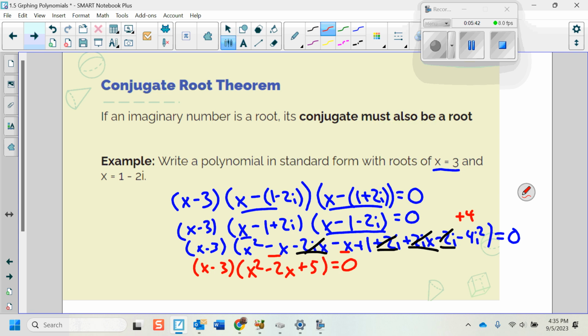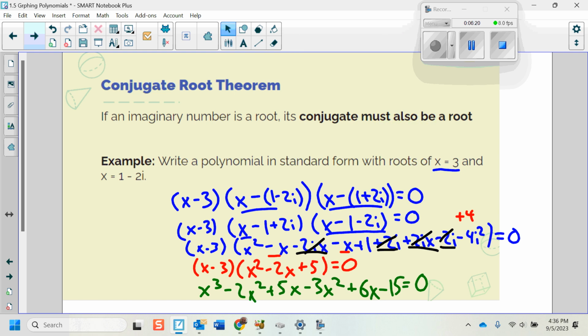And now I can go ahead and multiply through by x. So when I multiply it through by x, I get x cubed minus 2x squared plus 5x minus 3x squared, minus, oh, actually plus 6x, minus 3 times plus 5, minus 15. That equals 0. And remember, I've gotten everything multiplied out.